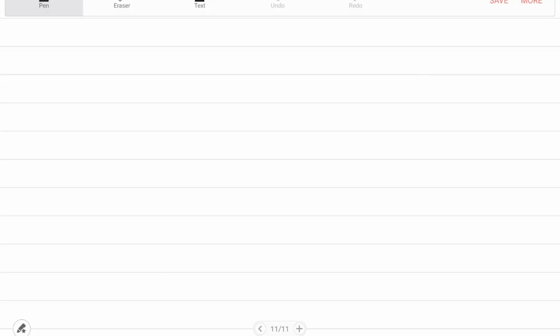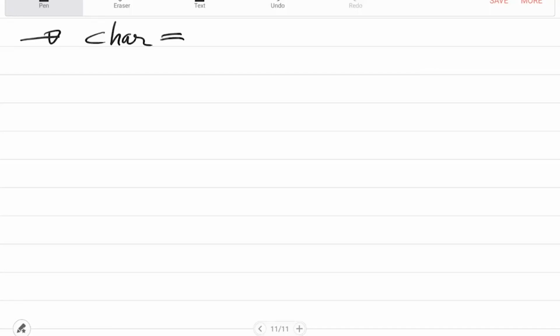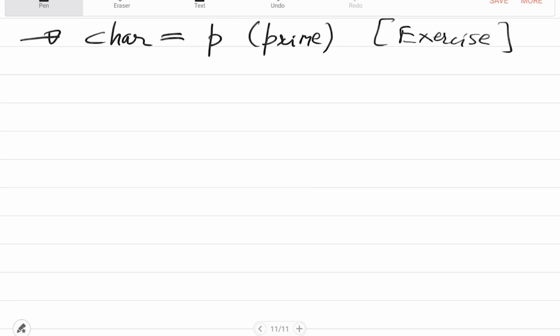So what can it be? The characteristic of a field, what can it be? It can be zero, of course. The other option is only prime, so that I leave as an exercise. So this is an exercise: why should every field have characteristic either 0 or prime? Yeah. So what is the example of a characteristic p field?